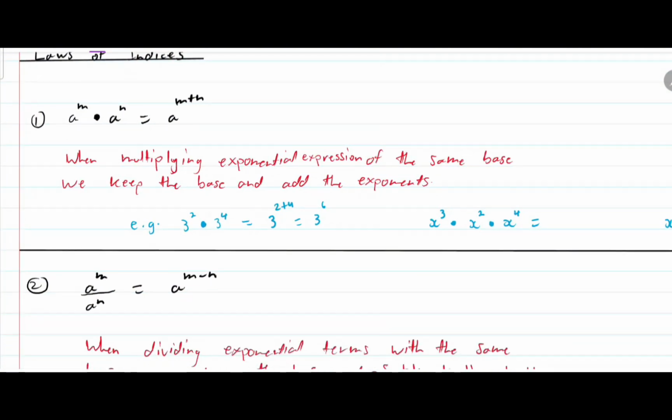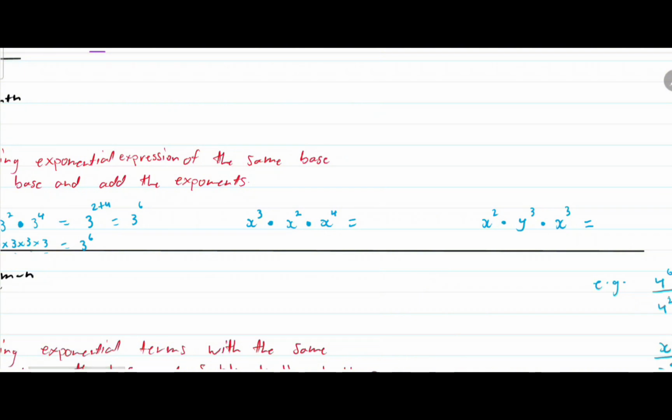Okay, now why do we add the exponents? Well, if you look at it this way, what is 3 squared? 3 squared is 3 multiplied by 3. And what is 3 to the 4th power? Well, 3 to the 4th power is 3 multiplied by 3 multiplied by 3 multiplied by 3. Right? And if we're going to multiply these two together, how many times are we multiplying 3 in total? 6 times, right? 1, 2, 3, 4, 5, 6. And that's equal to 3 raised to the power of 6.